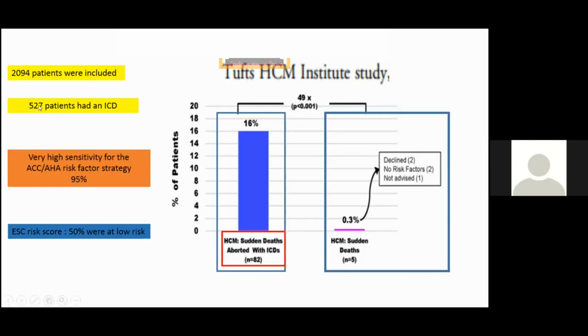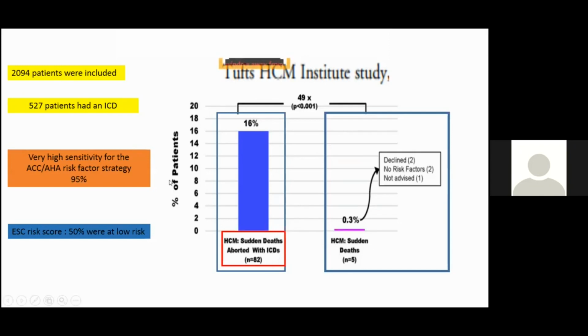So let's go back to our study. In our study, 527 patients out of 2,094 patients were considered at high risk, and they benefited from an ICD implantation. Among these patients, 82 have had life-saving shocks, which corresponds to 16%. So 16% of all the patients implanted with an ICD were saved from certain death, which is a good bargain.